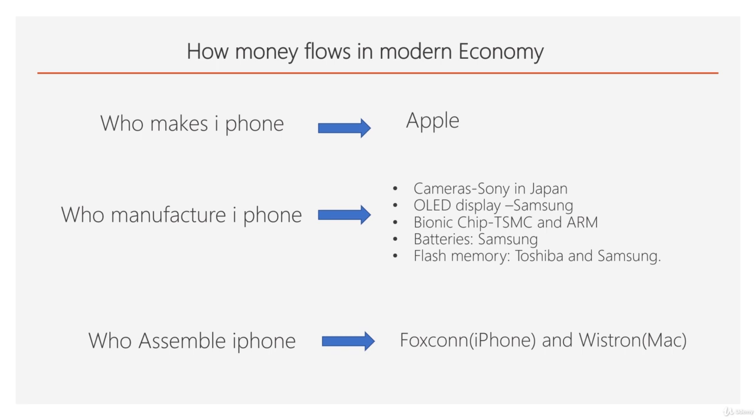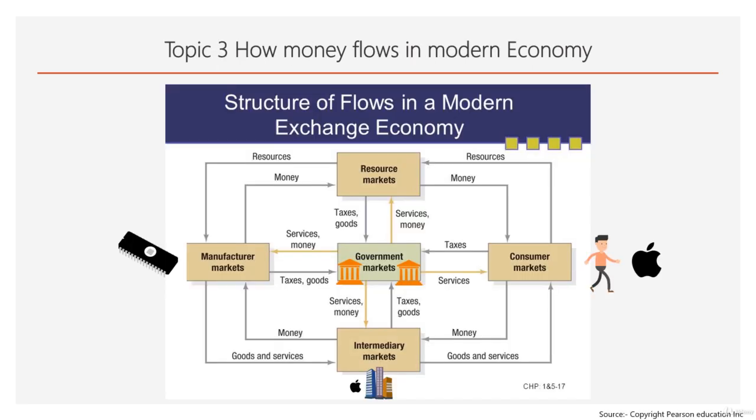Let's talk about how the money actually flows with your iPhone in the economy. And to understand this, I have divided the complete market into 5 different segments. We'll start with the resource market, then we'll move towards the manufacturing market, then the intermediary market, then the consumer market, and all these things go hand in hand with the government market. We'll start with the resource market.